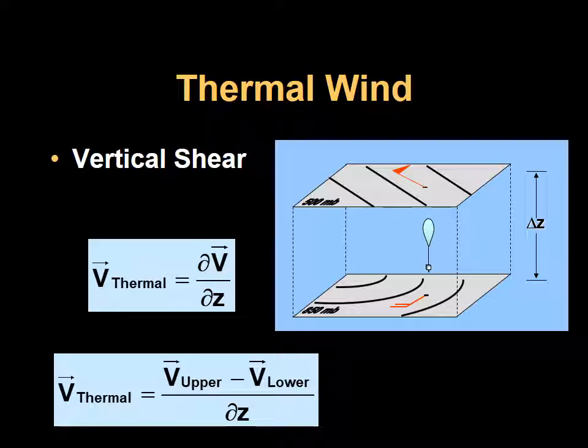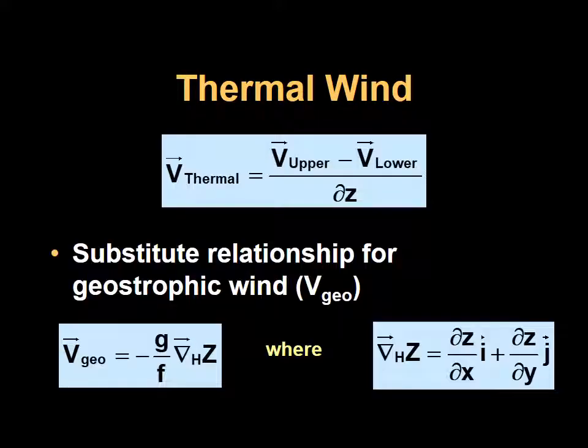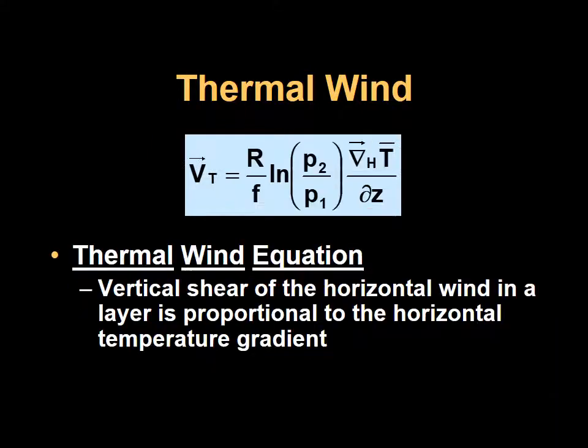This is the equation that we had. We saw that vertical shear is the change in wind speed with height, dV/dz, and that's just the difference between the upper and lower. So we're going to define this vertical shear as the thermal wind. And we can derive a relationship for the thermal wind using the geostrophic wind and the geostrophic wind components. I'm not going to bore you with that derivation, but this is what the result looks like.